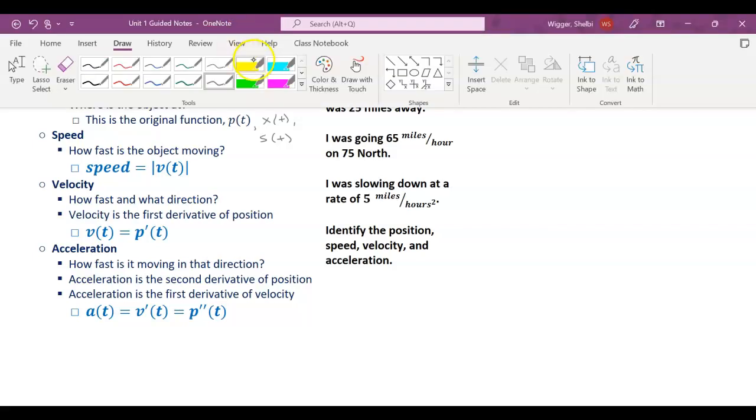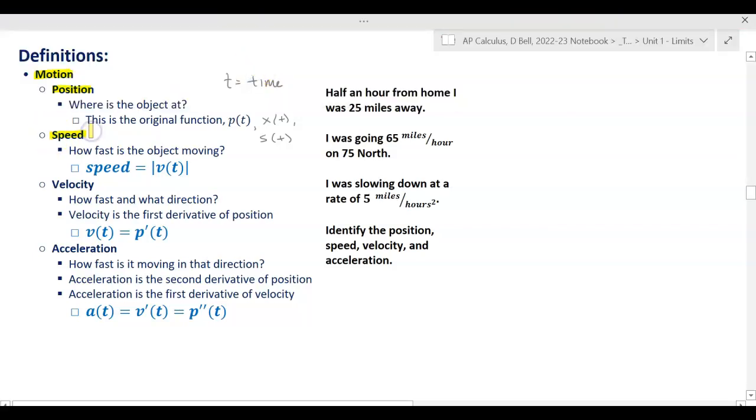Speed is how fast an object is moving. Speed equals the absolute value of velocity. Velocity is how fast and what direction something is moving. And velocity is the first derivative of position. So if we take the slope of position, we get the velocity function. But velocity also gives us direction.